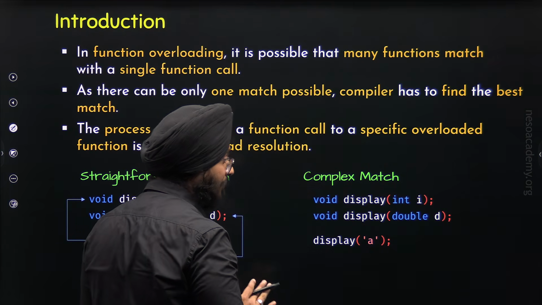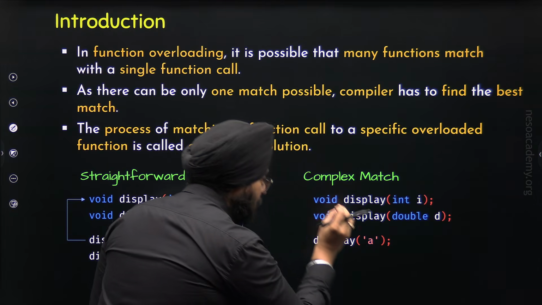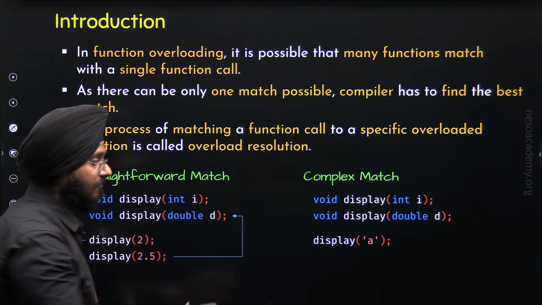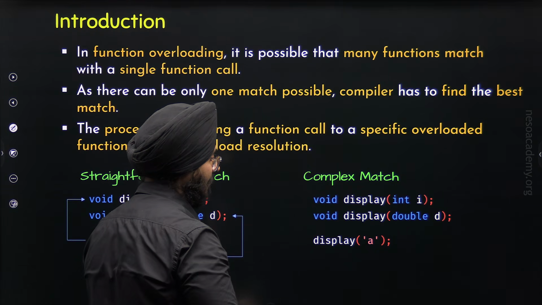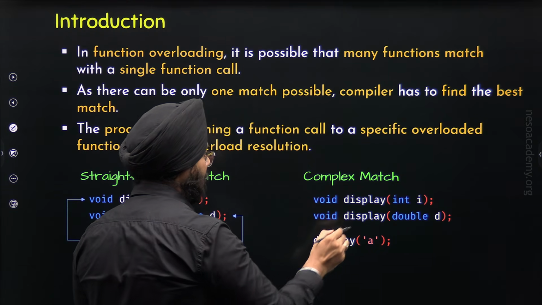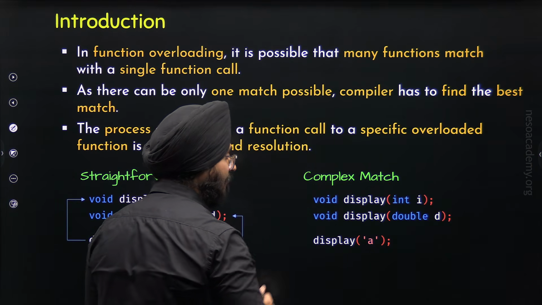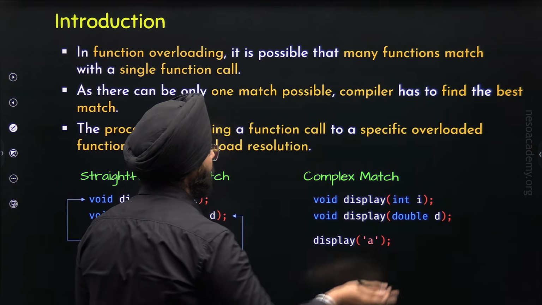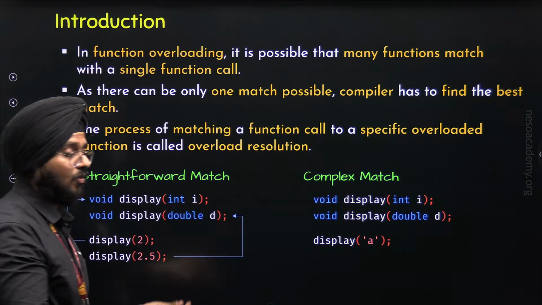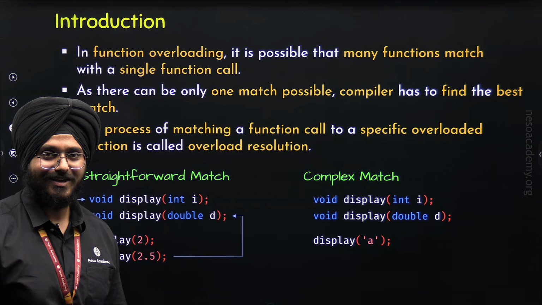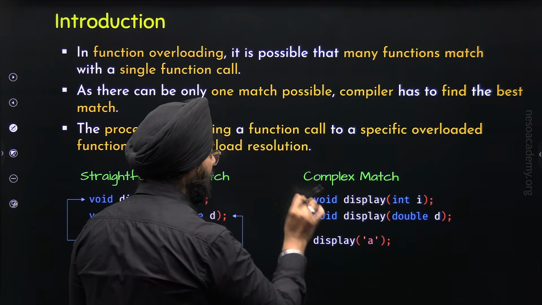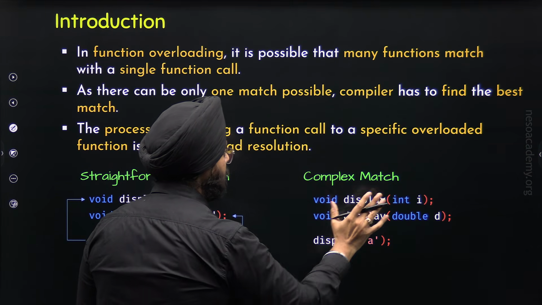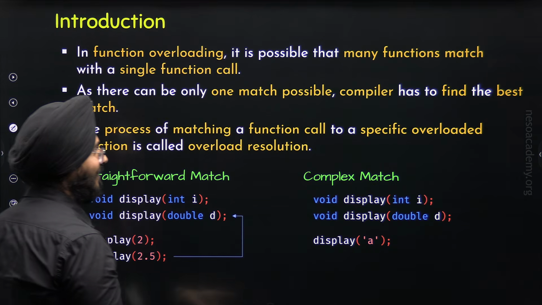There is no exact match. But if you observe carefully, this function call is matching with both these functions indirectly. We know that a character can be placed inside an integer variable and it can also be placed inside a double variable without any data loss. So we can say that this specific function call is indirectly matching with these two function definitions.